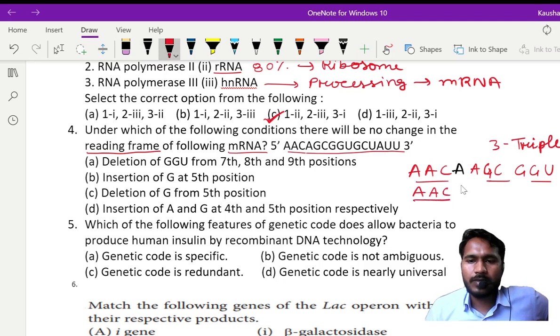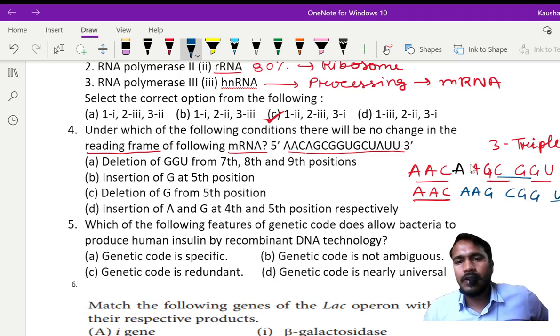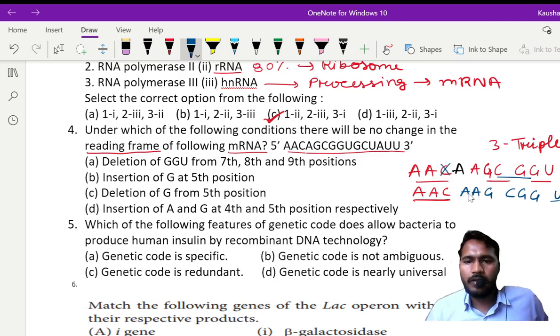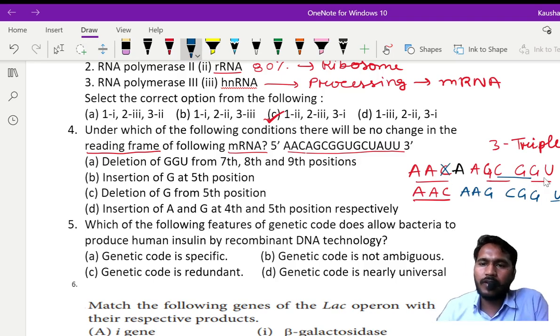The first is the same, but the next one will change. It will now become AG, and then this will go with this, and it will become CGG, and then U will remain. Got it? So whenever we are adding or removing, or deleting any codon, the reading frame will change. But what if I completely remove this one?